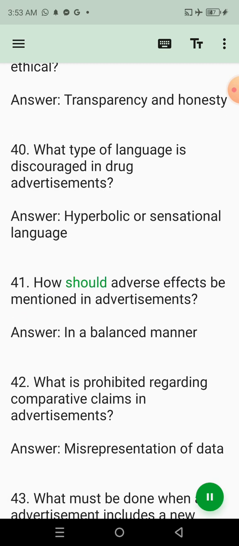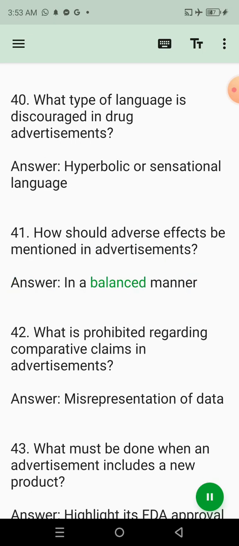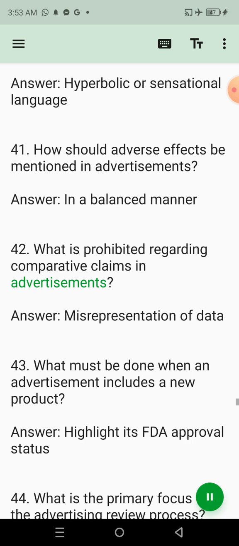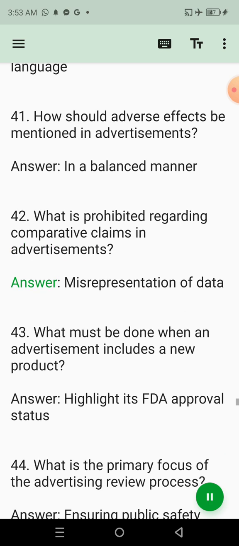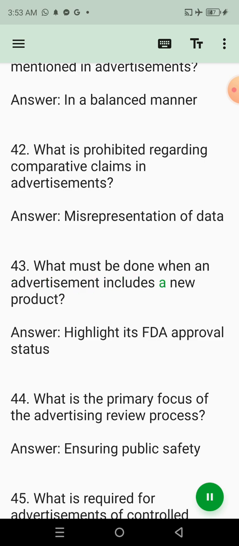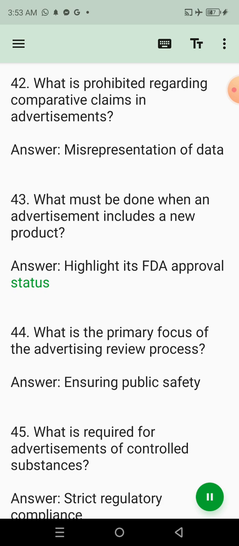41. How should adverse effects be mentioned in advertisements? Answer. In a balanced manner. 42. What is prohibited regarding comparative claims in advertisements? Answer. Misrepresentation of data. 43. What must be done when an advertisement includes a new product? Answer. Highlight its FDA approval status.